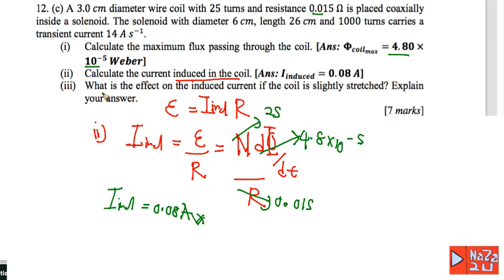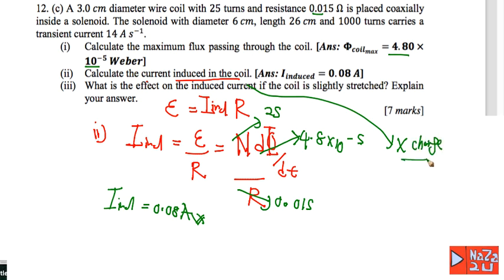And next, question number 3, what is the effect on the induced current if the coil is slightly stretched? Explain your answer. So the answer is the effect on the induced current is no change, right? So the answer is no change.